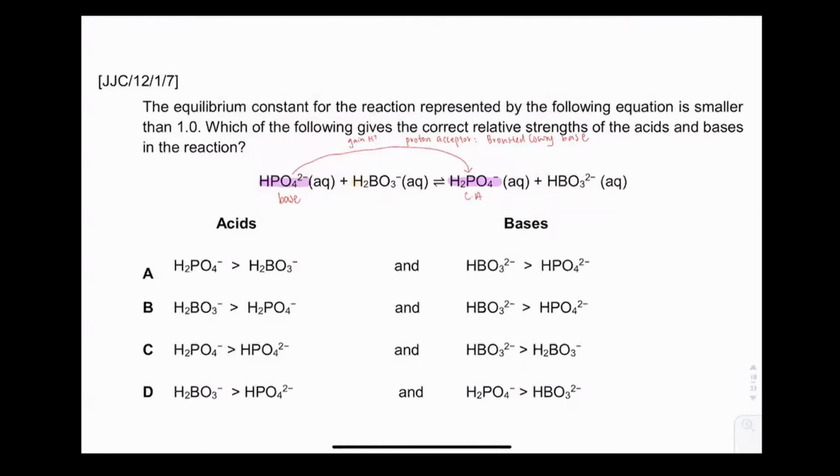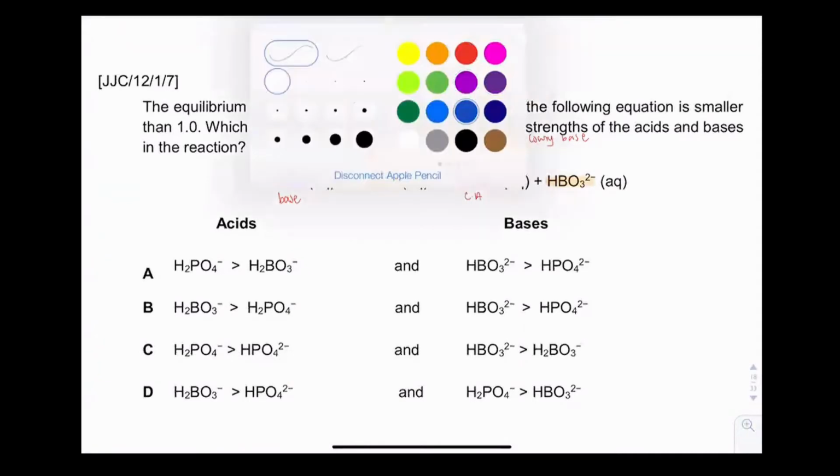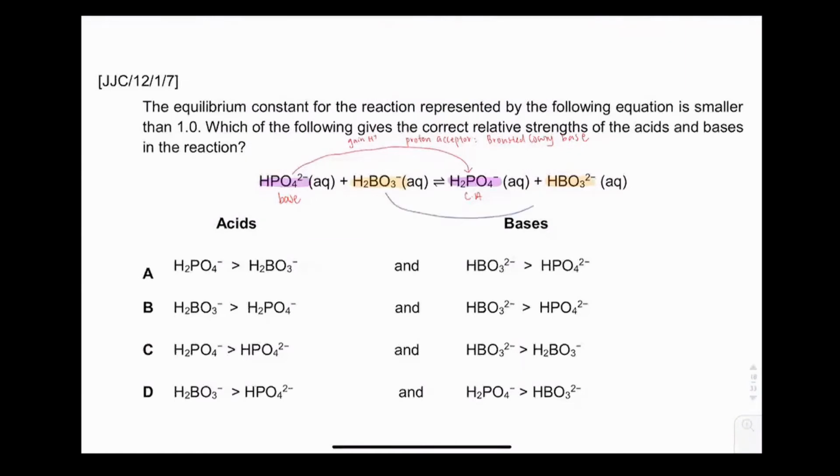So next, I have H2BO3- and it became HBO3 2-. So over here, it has lost a H+. Therefore, H2BO3- is a proton donor. Therefore, it is a Bronsted-Lowry acid. So this is an acid, and HBO3 2- is the conjugate base.